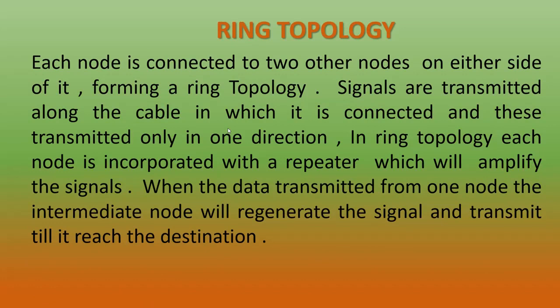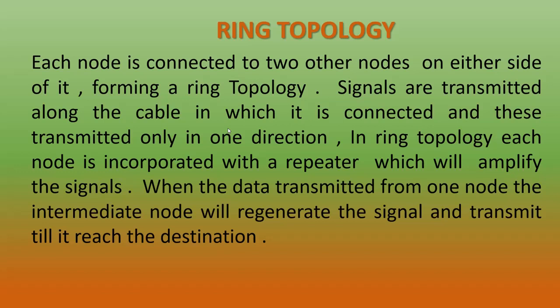In ring topology, signals are transmitted only in one direction. In ring topology, each node is incorporated with a repeater, which will amplify the signals. It will strengthen the signal. When data is transmitted from one node to an intermediate node, it will regenerate the signal and transmit it till it reaches the destination.